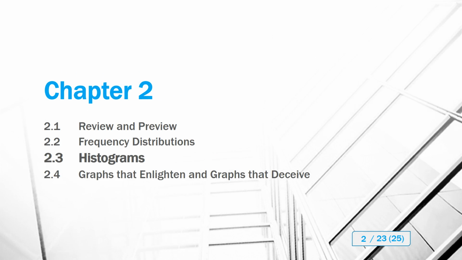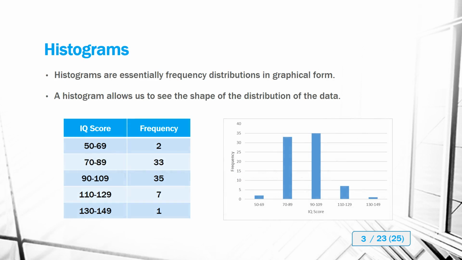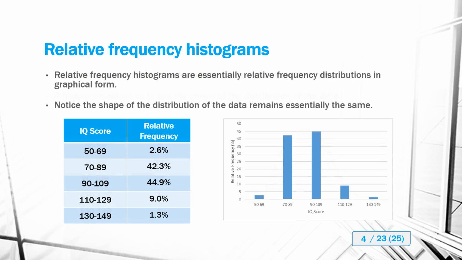Section 2.3 is all about histograms, so let's jump on in. A histogram is simply nothing more than the graphical form of a frequency distribution. Notice the shape of the distribution for the histogram at right. If we report, instead of counts, percentages, then we get a relative frequency histogram.